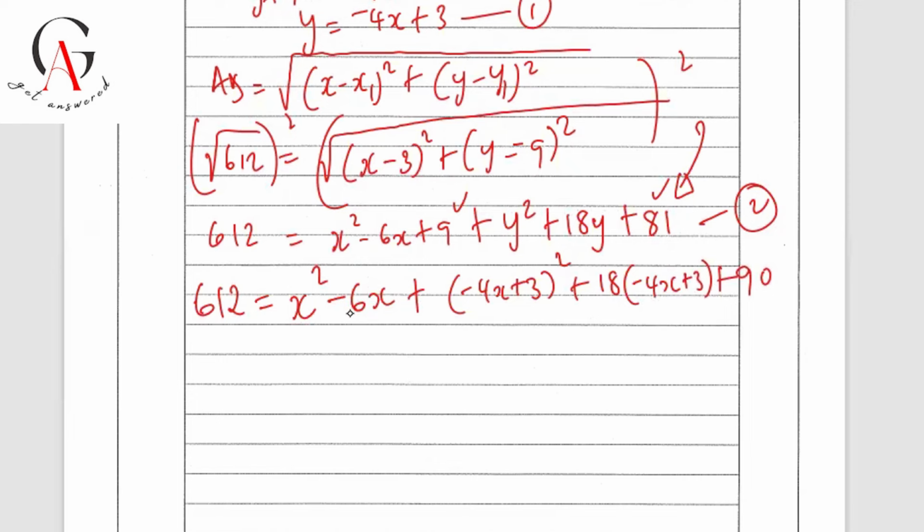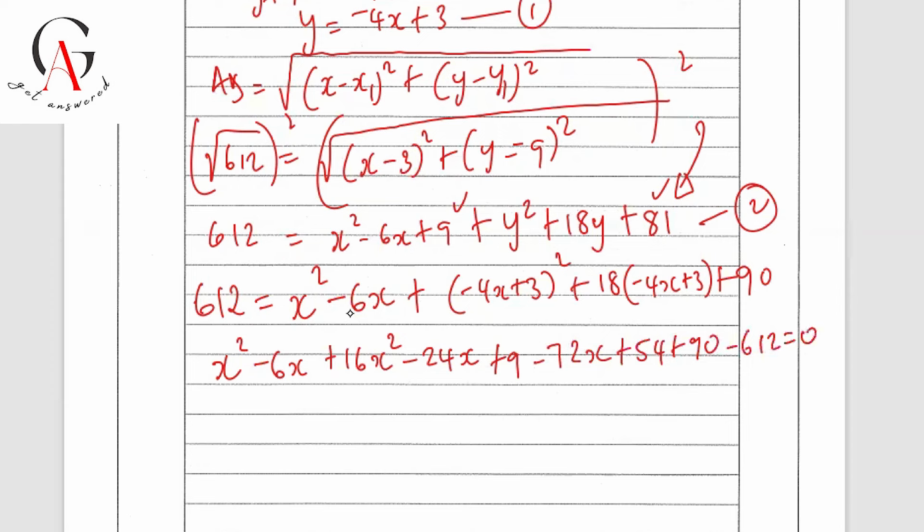Let's move everything to one side as we simplify. So X squared minus 6X, opening this up, I'll have 16X squared. This is 12 times 2, I'm going to get 24X. After getting the 24X, I'll have a plus 9. Open that up, I have -72X. 18 and 3 is going to give me a positive 54. And then plus 90. And then I'm subtracting 612. Should give me a 0.